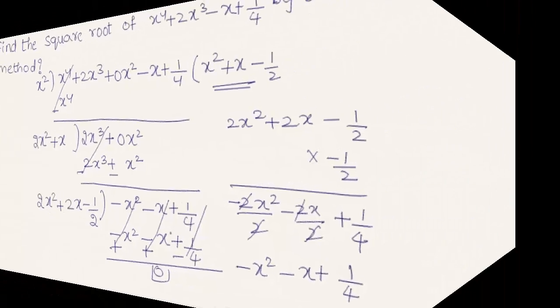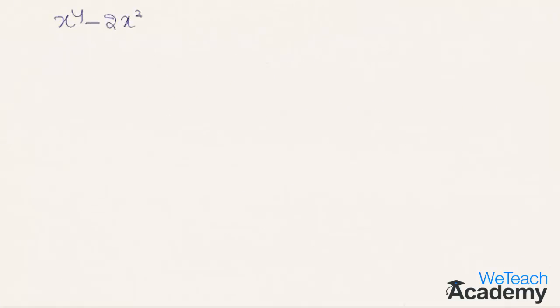Now let us proceed and solve another example over here. So here we have x power 4 minus 2x cube plus 3x square by 2 minus x by 2 plus 1 by 16.